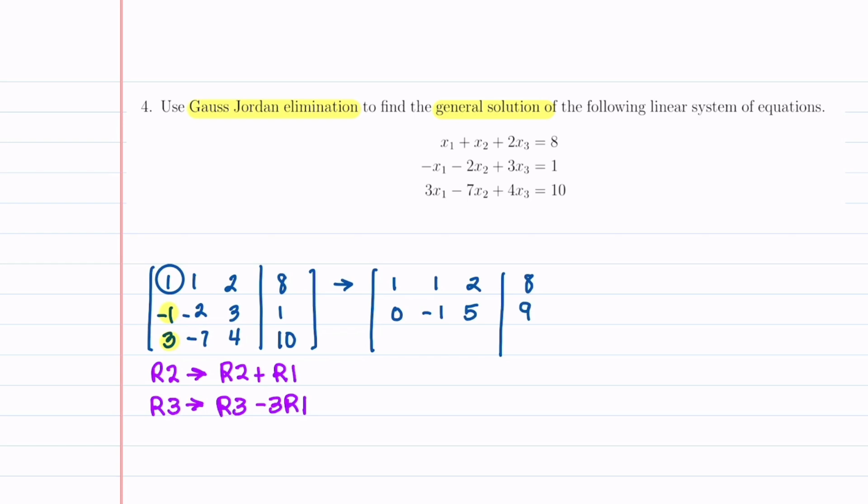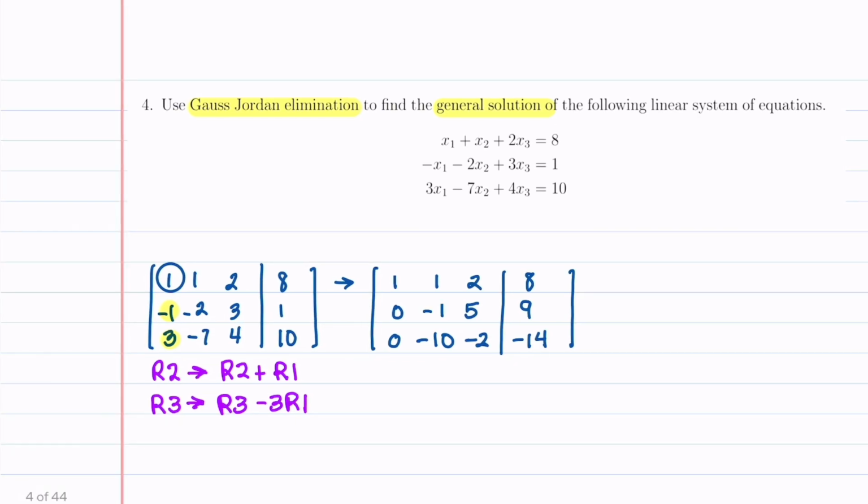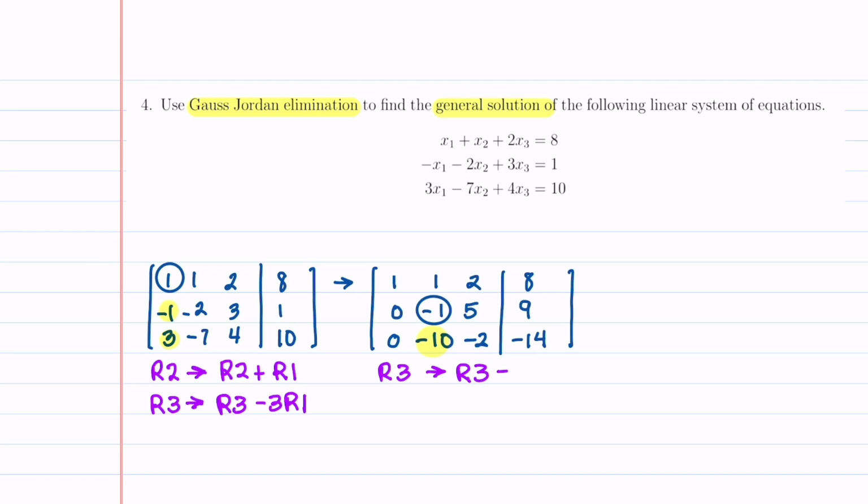And then in the third row, we're going to get rid of the 3, and we're going to take -3 times row 1 and add it to row 3. And that's going to give us a 0, a -10, a -2, and then a -14. We're now going to work down and to the right, and we're going to circle our next pivot, and then we're going to get a 0 below that pivot. To do that, we're going to take row 3 and replace it with row 3 minus 10 times row 2.